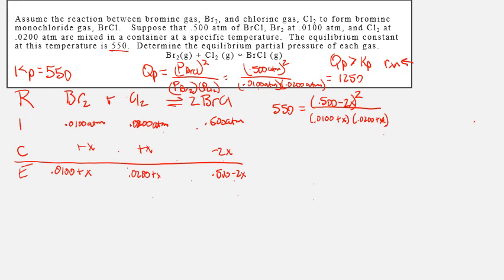So as we set up this expression here, I need to FOIL out my two different components. If I have the 0.500 minus 2x times 0.500 minus 2x, that will equal 0.250 minus 2x plus 4x squared. For the bottom, 0.0100 plus x times 0.0200 plus x. And because I'm going to need to multiply both of these into both sides to get it out of the denominator, I'm going to multiply both of these times 550.